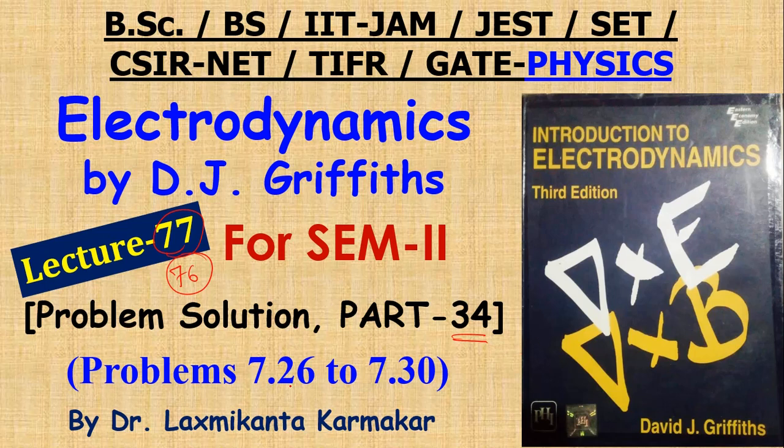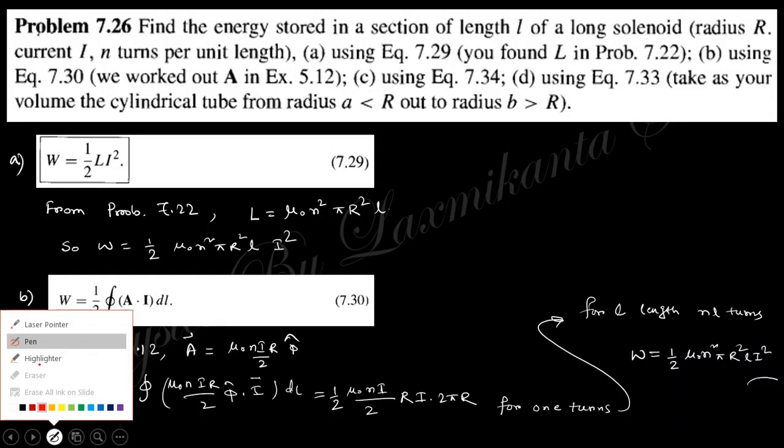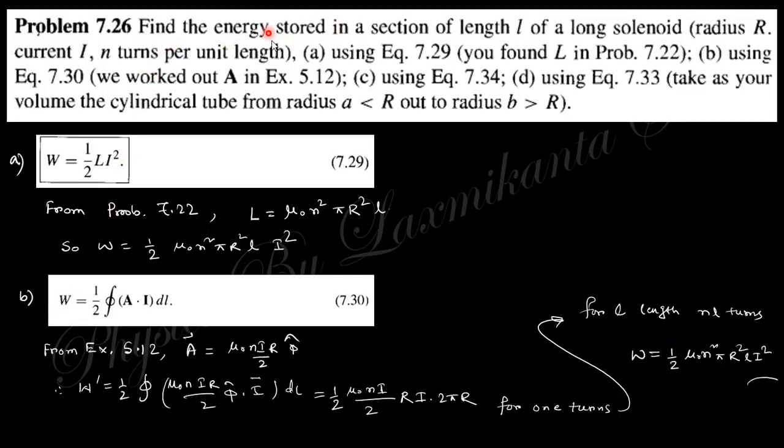In this lecture, we want to discuss problems 7.26 to 7.30 of chapter 7 of this book, that is Electrodynamics. So let's start with question number 26, which says: find the energy stored in a section of length L of a long solenoid whose radius is r, current I, and n is the number of turns per unit length, using equation 7.29, then equation 7.30, then equation 7.34 and 7.33. Using these four equations, you need to find the energy stored within this solenoid.